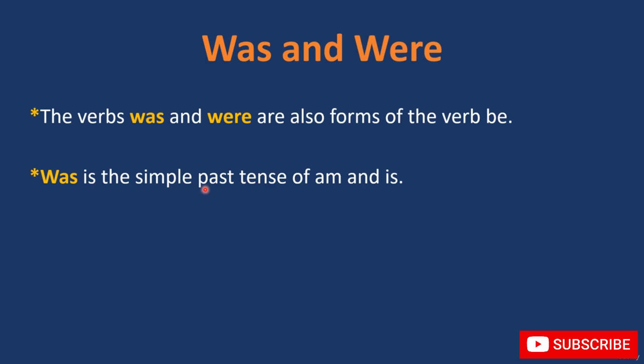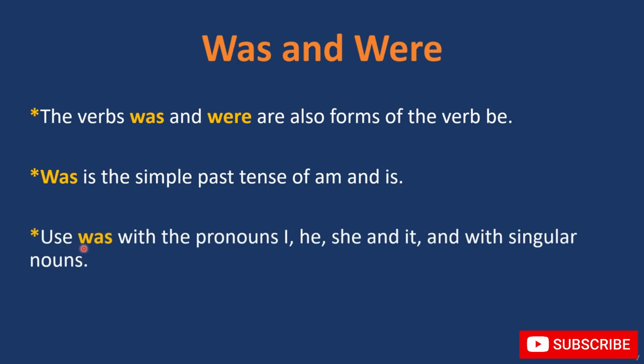Was is the simple past tense of am and is. We use was with the pronouns I, he, she, and it, and with singular nouns. So again, was, this is the past of is, and also the past of am. And we use was with the pronouns I, he, she, it, and with singular nouns.